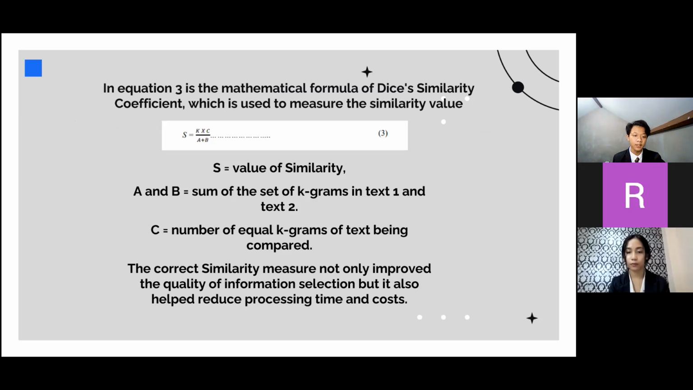Next slide. Equation three is the mathematical formula of the dissimilarity coefficient, which is used to measure the similarity value. The correct similarity measure not only improves the quality of information selection, but it also helps reduce processing time and cost.